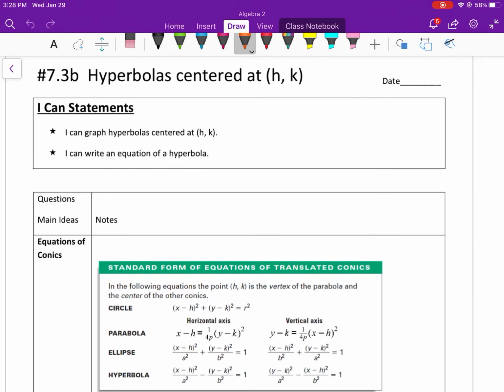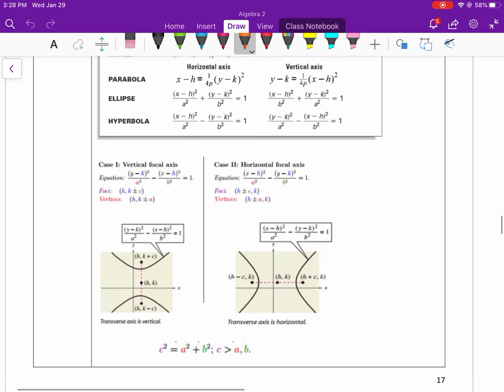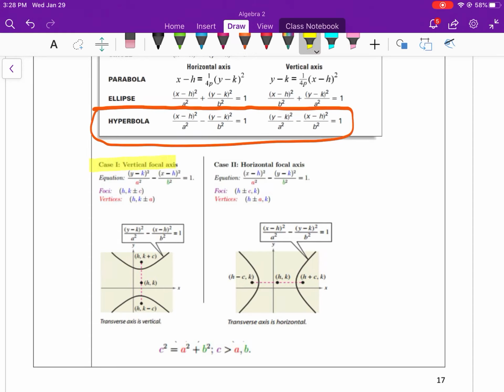All right, this video is for 7.3b, which is hyperbolas centered at (h, k), or not the origin. So that's the bottom two equations here. You have a vertical hyperbola, which means that it opens up and down if the y value in the equation comes first. And you have a horizontal, or opening left and right, if the x value in the equation comes first. And then a couple things to remember is that a squared always comes first in either one.